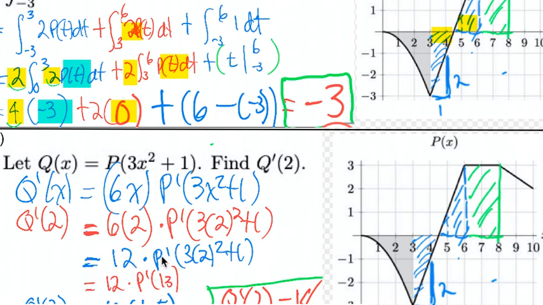So anyway, it's 12 multiplied by p prime of 13. If you go to your table, p prime at 13 is 1.5. And then we multiply the 12 by the 1.5, and our final answer works out to be 18. Okay, so q prime at 2 is 18. If you can fill that in on your sheet, you'll be done.